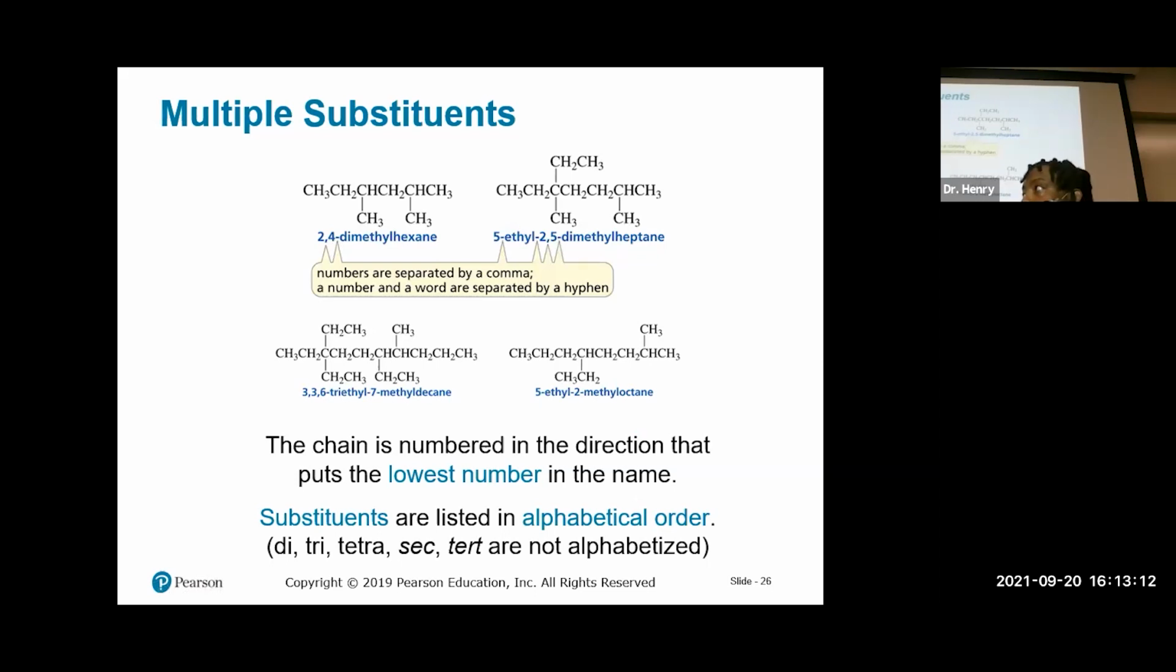If we have doubles, let's say we have 2 methyl groups, we have to give the location of each methyl group, okay? So in this case, we have 1, 2, 3, 4, 5, 6, right? So if we go this way, it's 1, 2 on the second carbon. If we go this way, it's 1, 2, 3 on the third carbon. So we always wanna go the lowest number. So we're gonna go 2,4-dimethylhexane, okay?